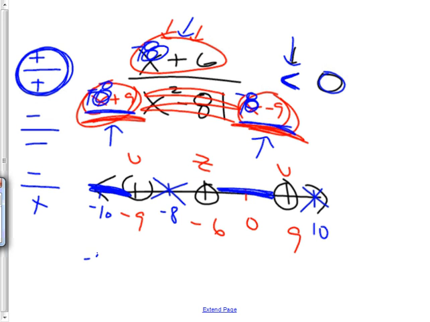And my final answer is from -infinity to -9. And important, the U's are undefined. It never works there. Parentheses. Union with. Do you see how it would be really easy to by accident put a parenthesis there?